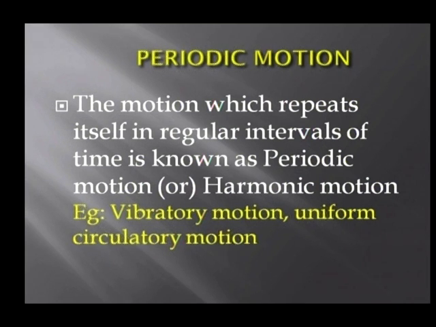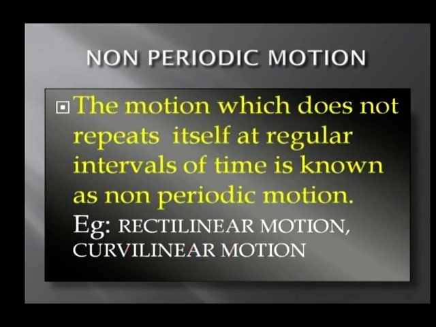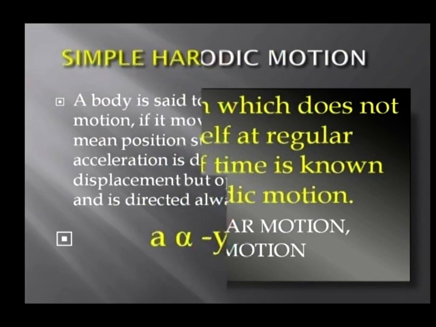What is periodic motion? The motion which repeats itself at regular intervals of time is known as periodic motion or harmonic motion. Examples of periodic motion are vibratory motion and uniform circular motion. Non-periodic motion is the motion which does not repeat itself at regular intervals of time. Examples of non-periodic motion are rectilinear motion and curvilinear motion.